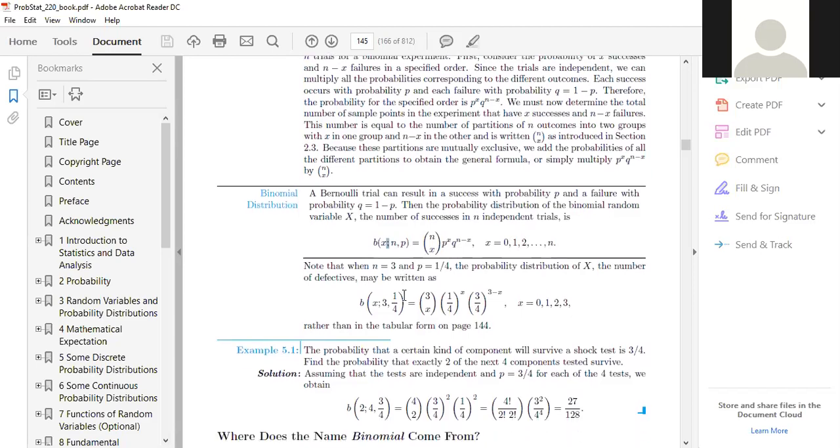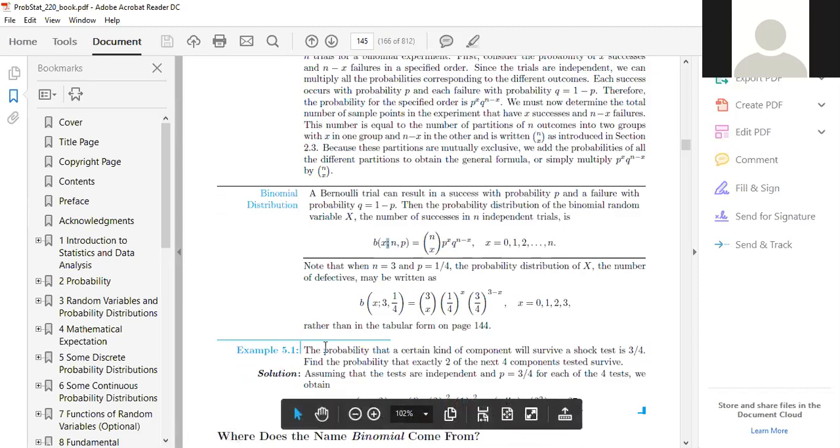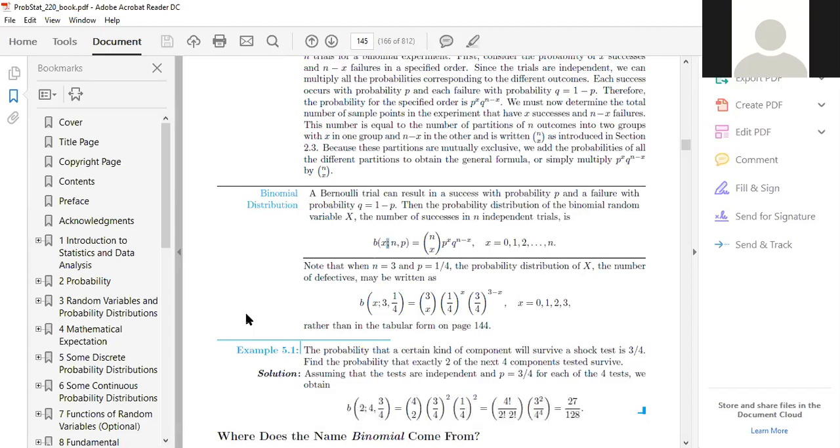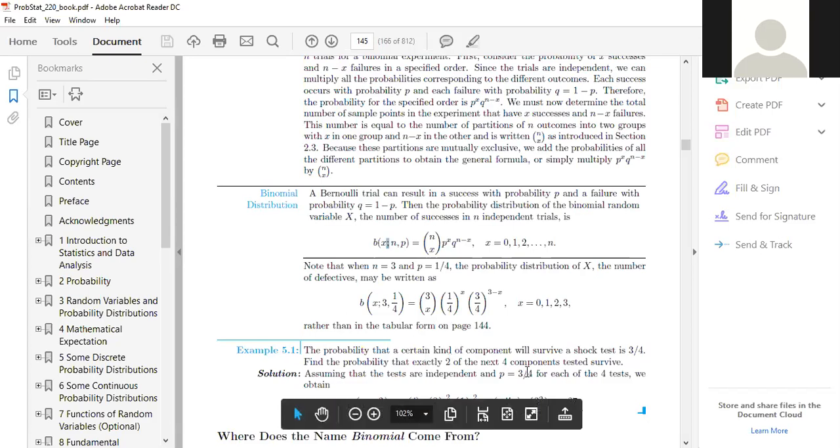I would just like you to read this example 5.1, and then afterwards we'll switch over to the whiteboard. The probability that a certain kind of component will survive a shock test is 3/4. Find the probability that exactly 2 of the next 4 components tested survive. The next 4 components, 4 is your N, and out of these 4 you are testing just 2, that is your X. So X is 2, N equals 4, and the probability that a component will survive, survival means success. Please keep this in mind.